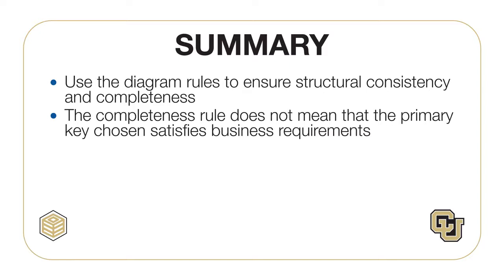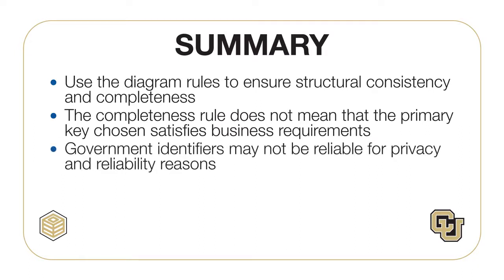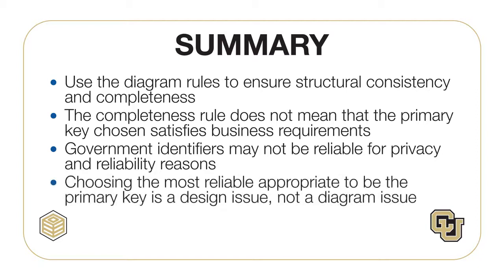For example, an ERD may use a government identifier for a primary key, although government identifiers may not be reliable for privacy and reliability reasons. Individuals may acquire duplicate government identifiers, and others may share the same government identifier due to fraud. Choosing the most appropriate attribute to be the primary key is a design issue, not a design notational issue. Modules 8 and 9 cover design issues for developing business data models, including primary key selection.